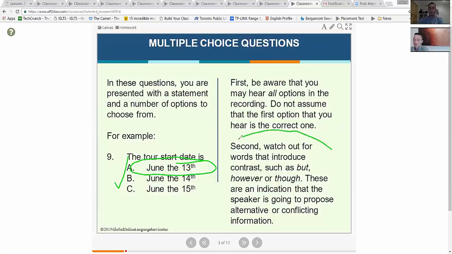So language to watch out for in multiple choice with the speakers are things like but, however, though, words expressing contrast. Right. And finally, one of the things that you will need to do is identify language that expresses the speaker's attitude or opinion. And this will be the last thing I talk about.